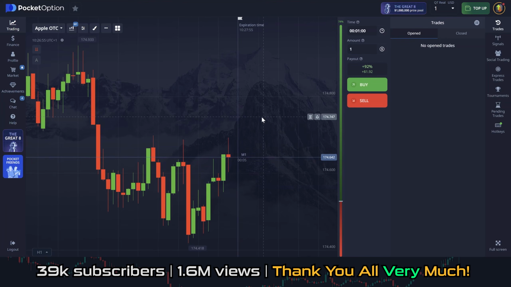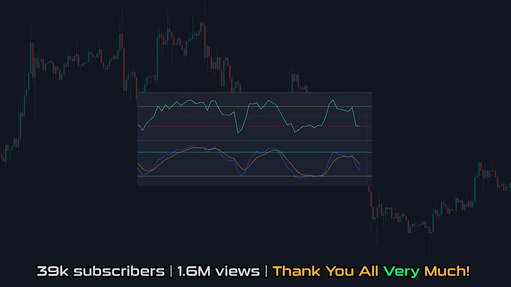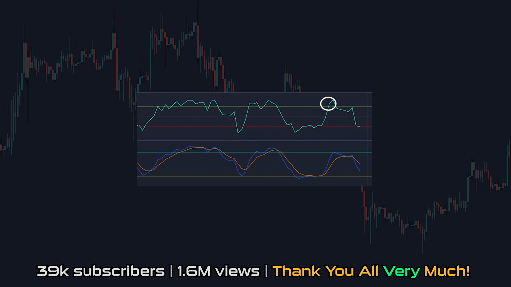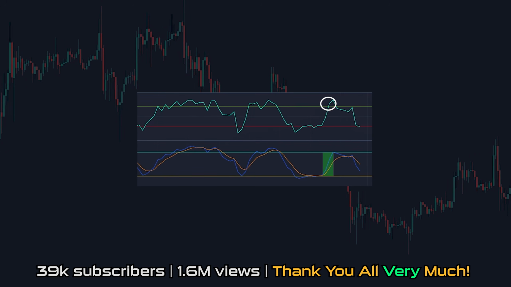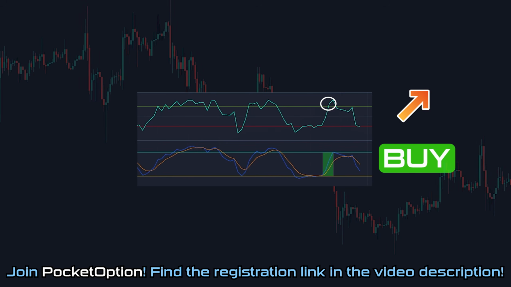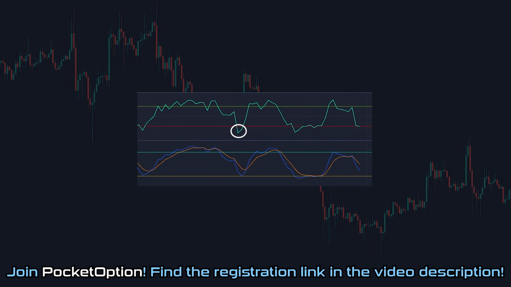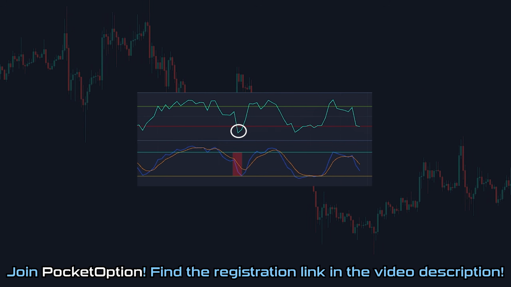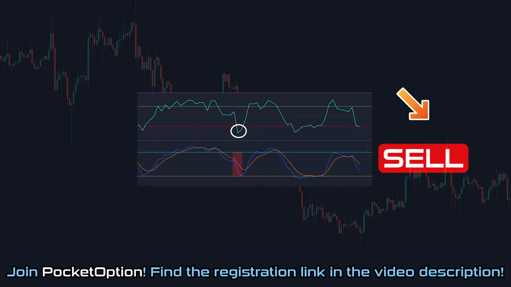But let's do a super quick refresher on how it works. We wait until the Williams R crosses above the green line after a longer period. If the blue line of Stochastic is above the orange, our strategy anticipates price will rise. So we place a buy. And if Williams R crosses below the red line, and blue line of Stochastic is below the orange, strategy anticipates price will fall. So we place a sell.